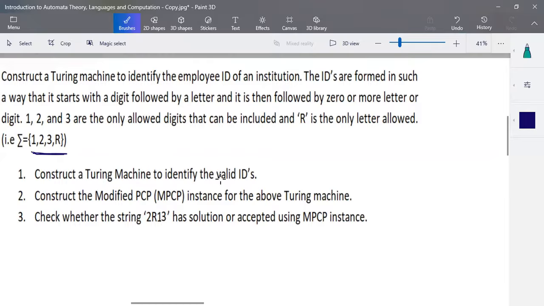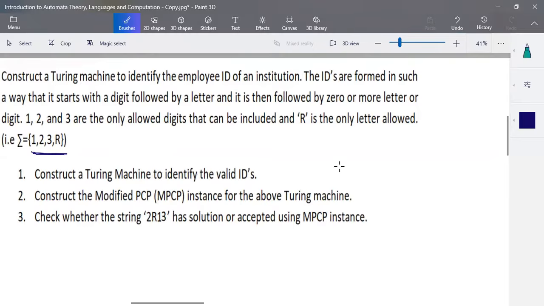So we are going to construct a Turing machine to identify whether it is a valid ID or not, and we are going to find a modified version of this PCP. Convert this Turing machine into a modified PCP problem, and in the modified PCP, we are going to take this as an input and verify whether it has a solution or not. Got it? So I'll do it step by step.